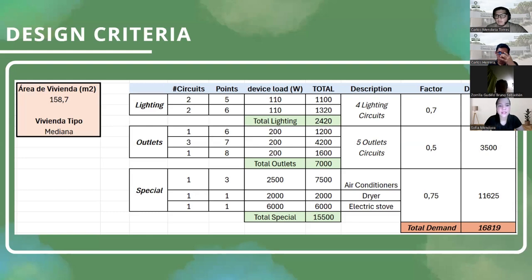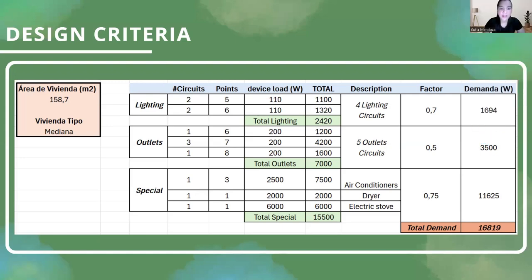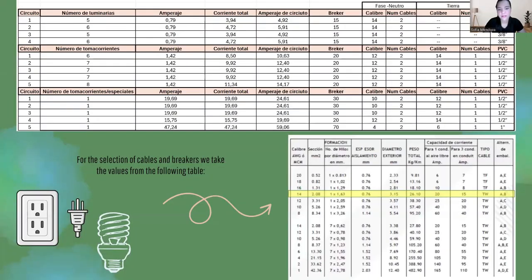Okay, we have a house which was considered to have the values of a medium-sized house to calculate the energy demand. There are 4 lighting circuits, 5 outlet circuits, and 3 special circuits, each with its respective demand, giving a total demand of 16,819 in the entire house.